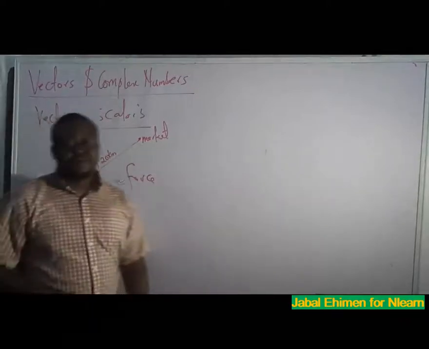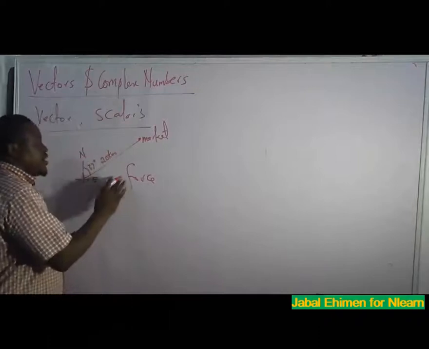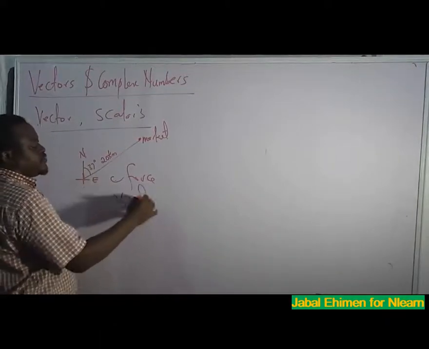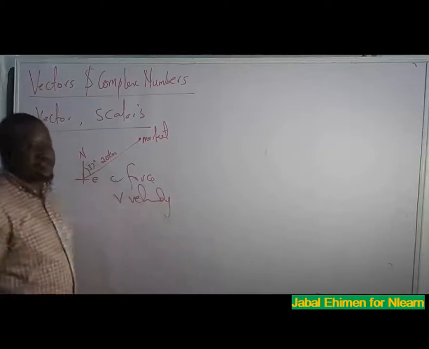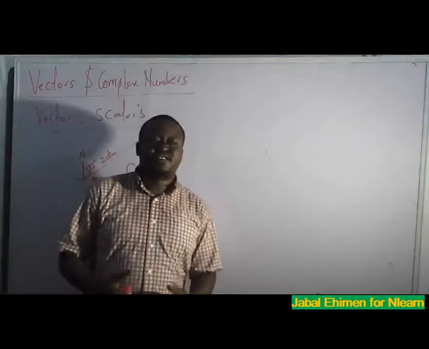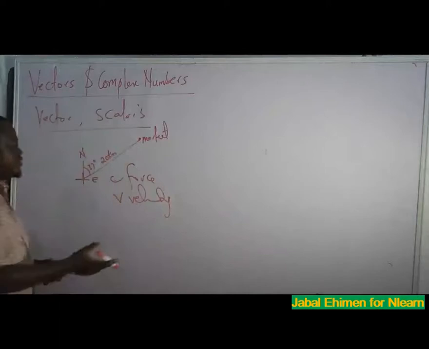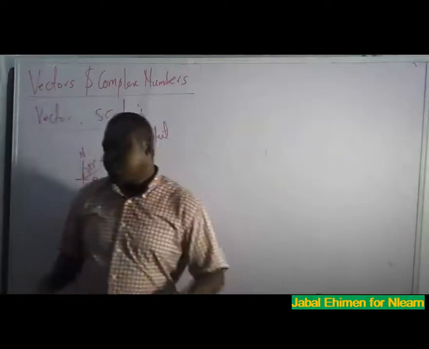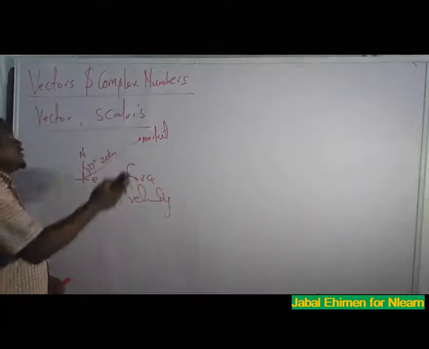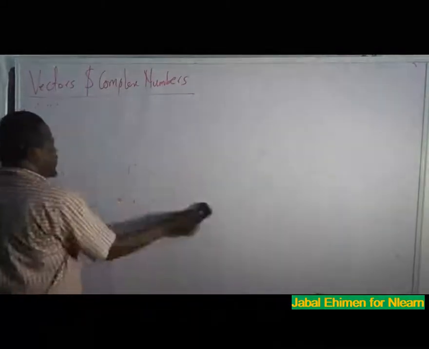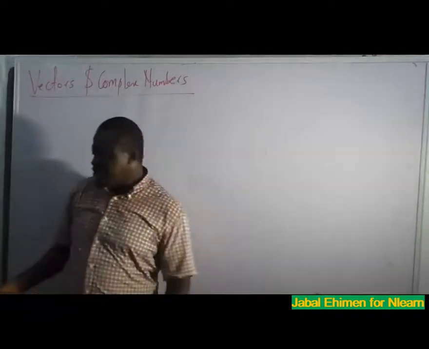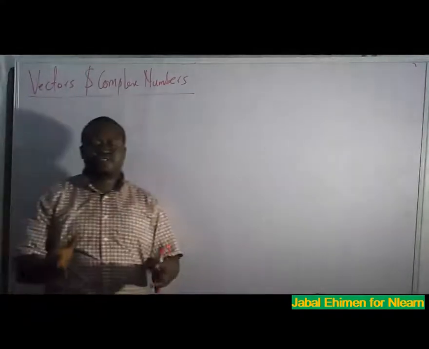We have things like velocity. Velocity is a vector quantity. Those are quantities that have both magnitude and direction. Now, that is that. So let's go into vectors in detail. As far as vectors are concerned, there are some parameters that make the study of vectors possible.